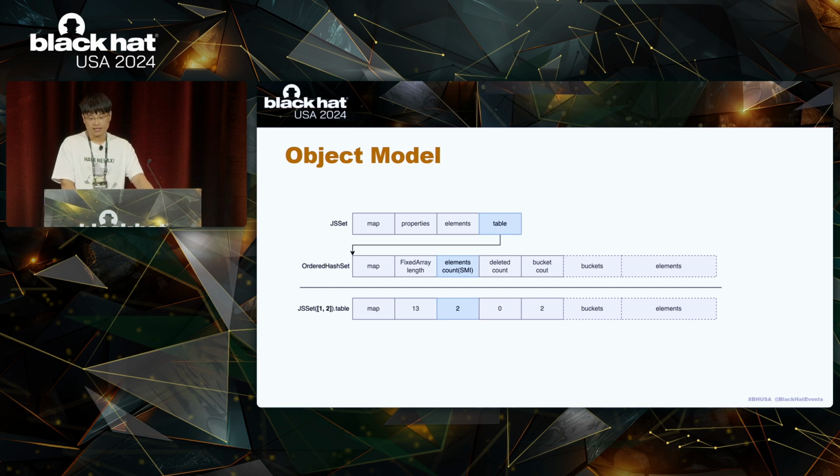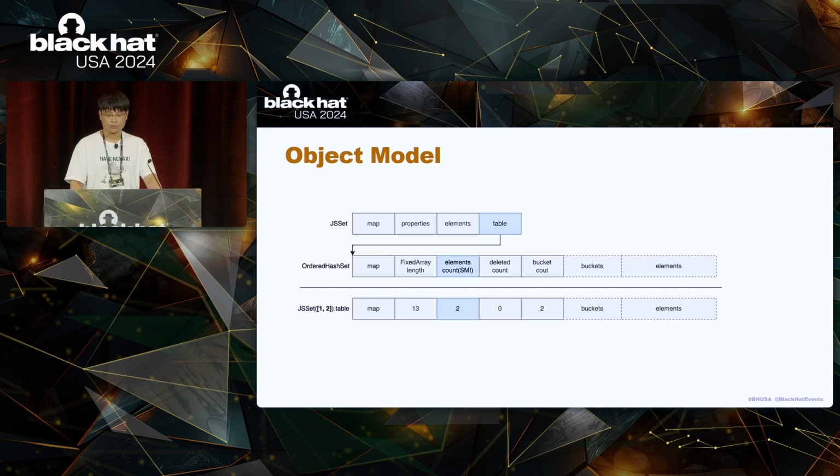As you can see, it holds a pointer to an ordered hash set. All the elements of JSSet are actually stored in this hash set. The second is ordered hash set. The blue marked element count property is what we are going to focus on next. Normally, it's a small integer that represents the number of elements currently stored in the hash table.